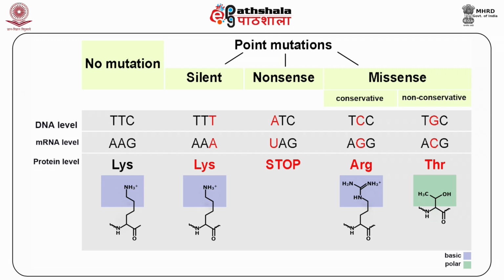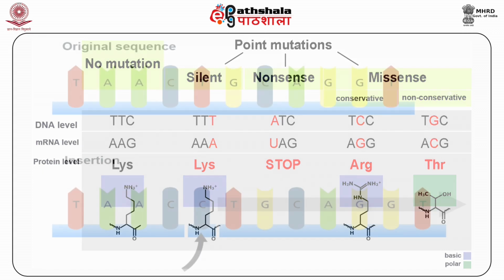First is silent mutations, which code for the same or a sufficiently similar amino acid. Second is missense mutation, which codes for different amino acids. And the third is nonsense mutations, which code for a stop and terminate the protein.